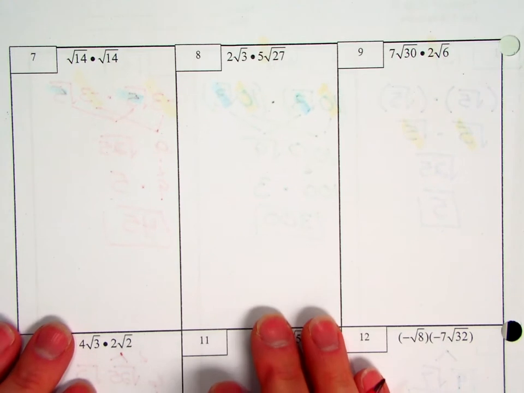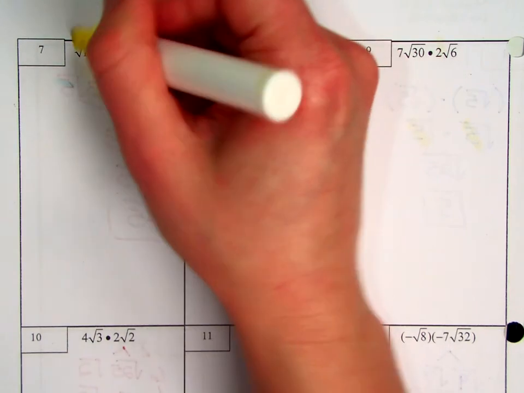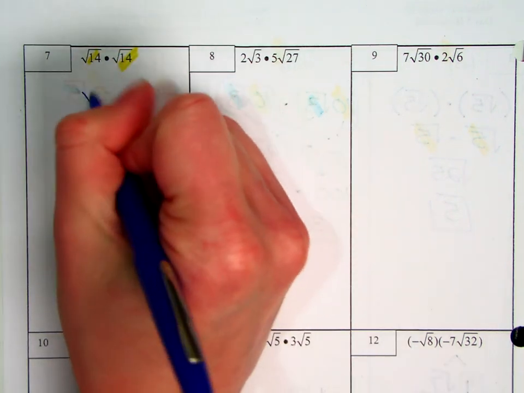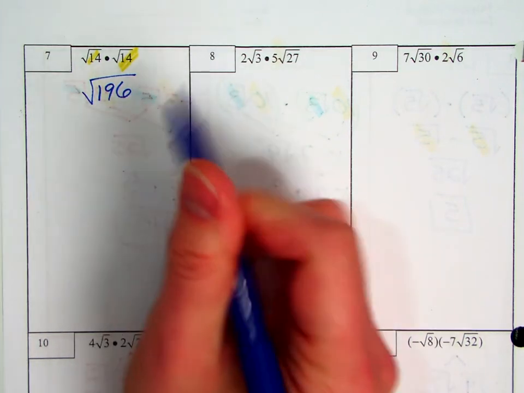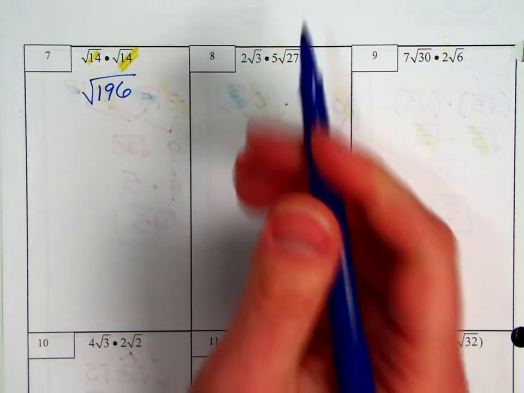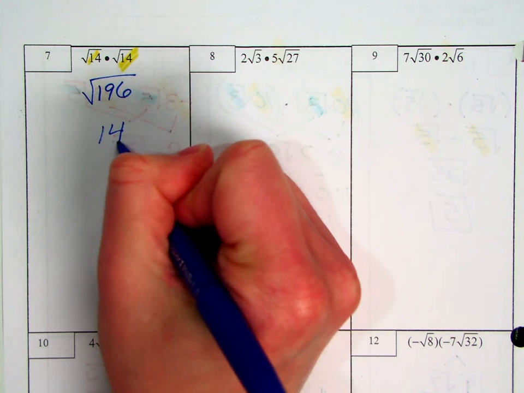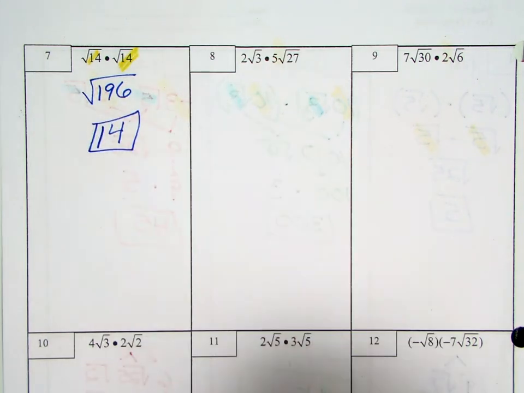All right, let's look at the back side. Now this is like the problems we were doing in class yesterday. We should notice that in the first one, these are both inside the radical. Since both of them are inside the radical, we can go ahead and just multiply them together. So 14 times 14 is the square root of 196. And then I would type that in my calculator if I didn't have it written at the top to recognize that 196 is a perfect square. The square root of 196 is 14.